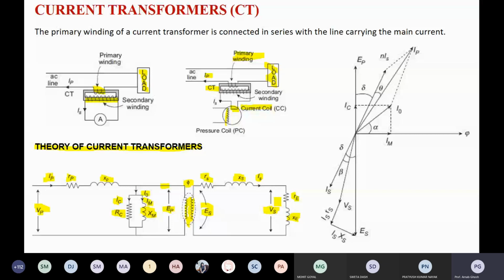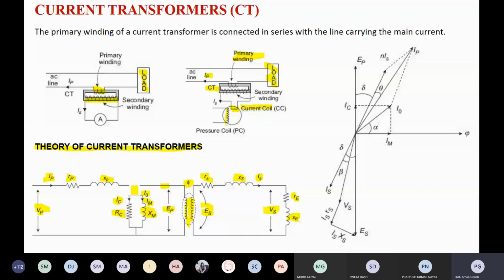Then what is VP? VP equals IP RP plus j IP into XP plus EP. EP is the induced EMF in the primary side. Again, you know that I0. So what is the current expression? IP equals I0 plus IS dash.